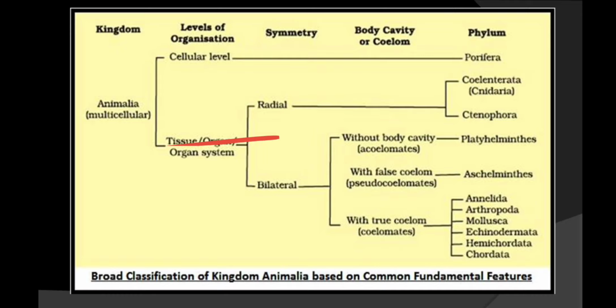is there, and metagenesis means polyp and the medusa phase is also there, and nematocyst cells are found in Coelenterata, which has the capability to paralyze the prey.